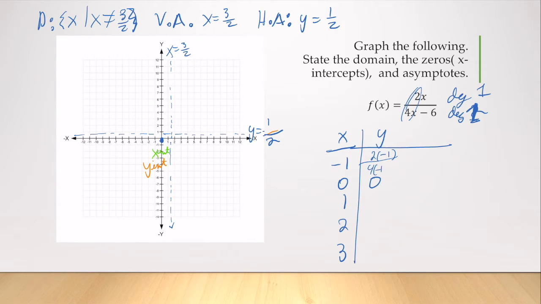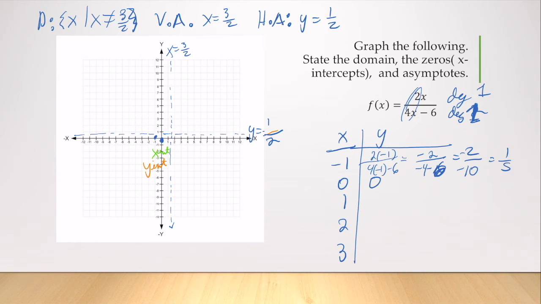So I have 2 times -1 over 4 times -1 minus 6. That gives me -2 over -4 minus 6, which is -10. That simplifies to a positive 1/5. So let's go ahead and graph that.